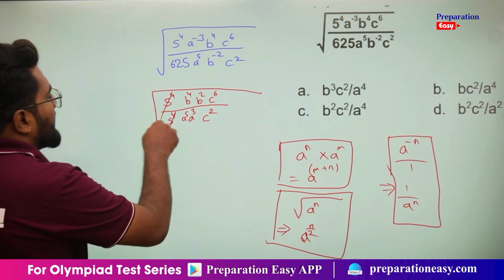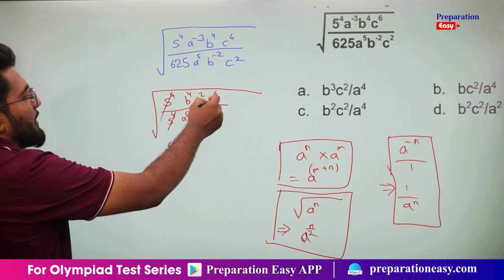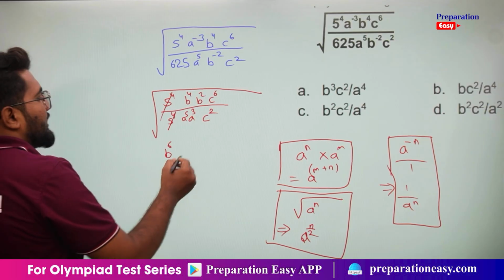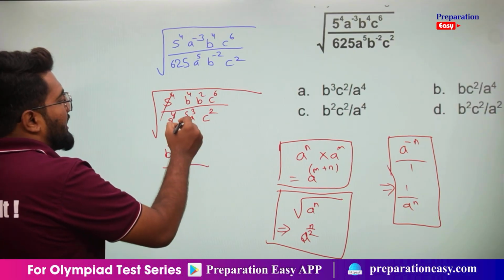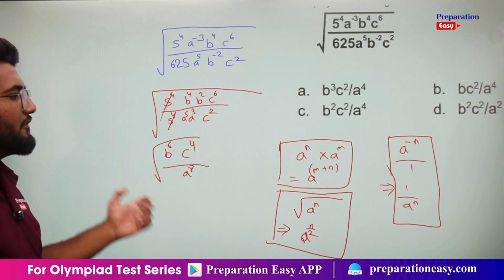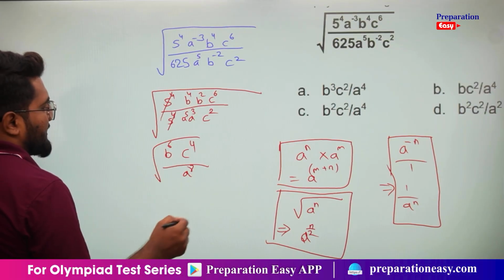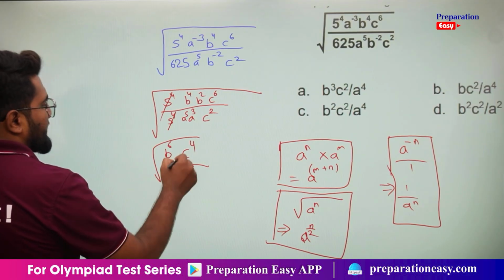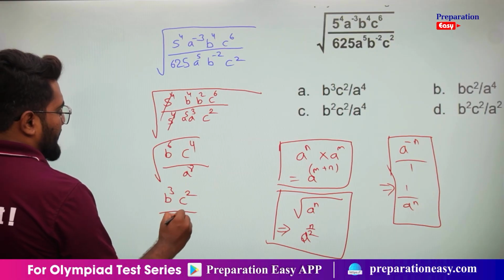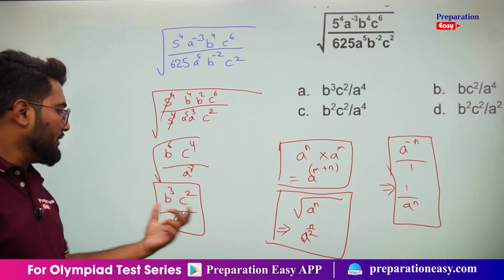Okay, so here is 4 plus 2, then it will become 5 power 6, c power 6 divided by c power 2, the powers will be subtracted. So c power 6 minus c power 2 becomes c power 4. Again a power 5 plus a power 3 is a power 8. Under root, we have to divide by 2. So b power 6 divided by 2 becomes b power 3, c power 4 divided by 2 is c power 2, and a power 8 divided by 2 is a power 4. So this will be our final answer: b power 3, c power 2 and a power 4.